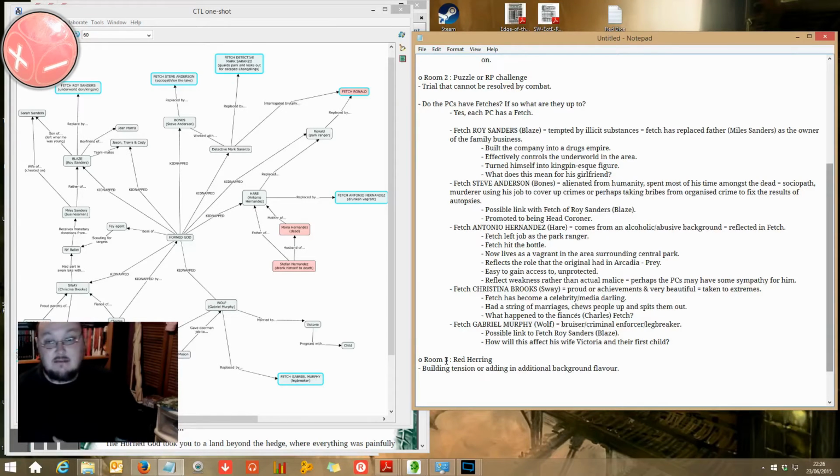Room 3 is described as the red herring in the 5-room model, which is designed to build tension or add in additional background flavour. Now I don't tend to think of this so much as an actual red herring, since I find that having too many of those in a one-off session can be quite distracting. So what I'm actually going to do here is add in a little extra wrinkle to the plot.